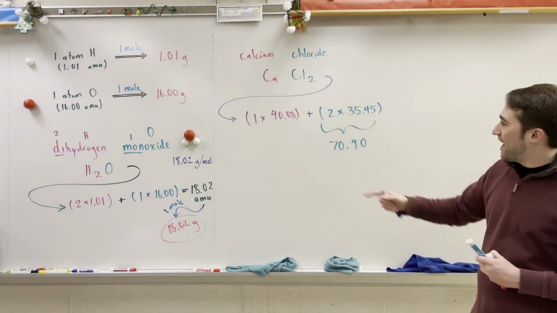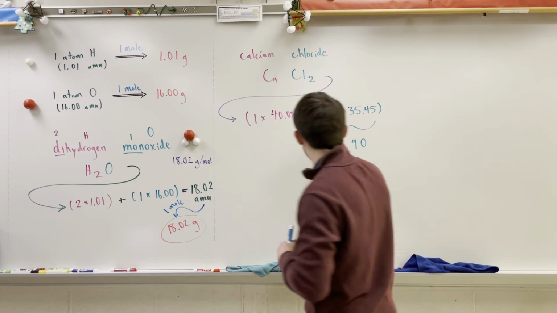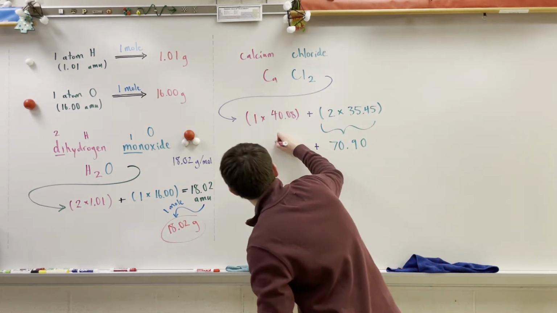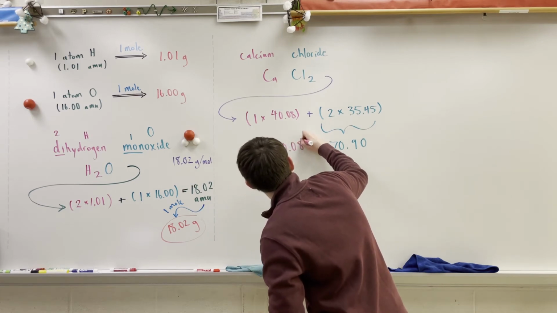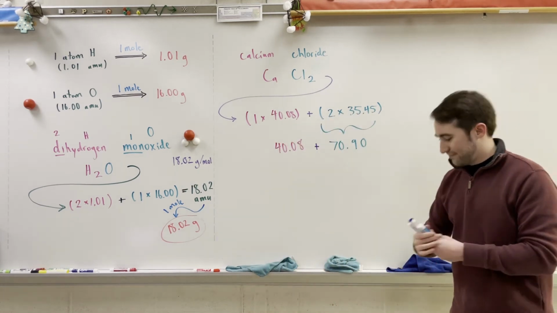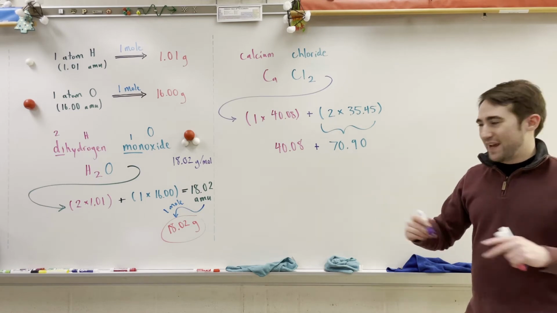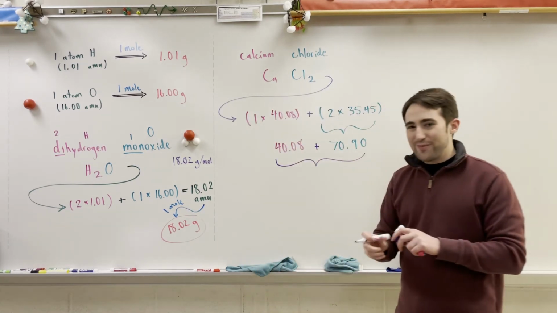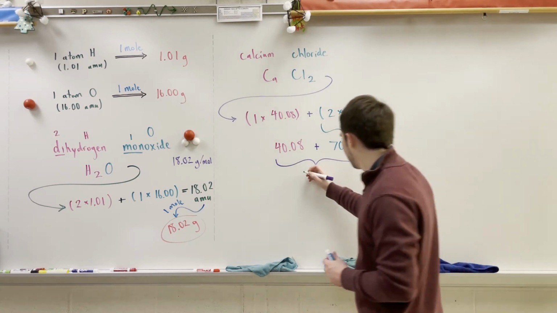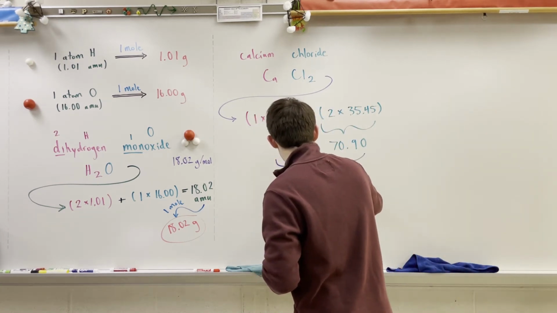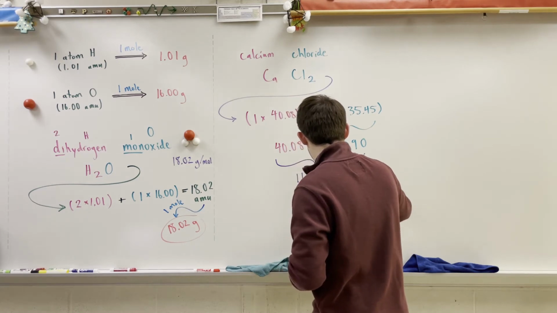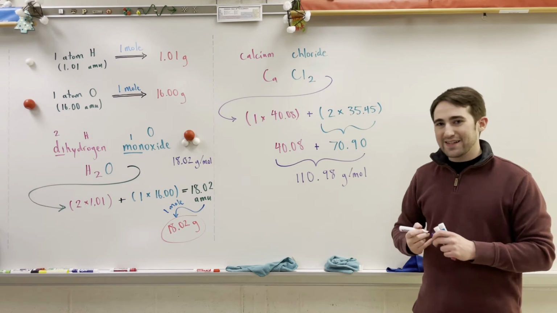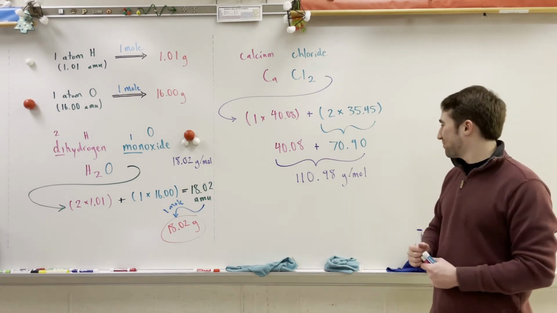All right. We're still adding that to this 40.08. Something like that. So we put those together, and the molar mass of our compound should be 110.98 grams per mole.